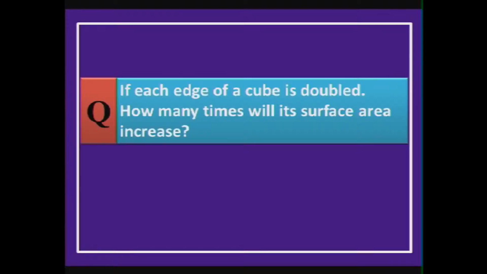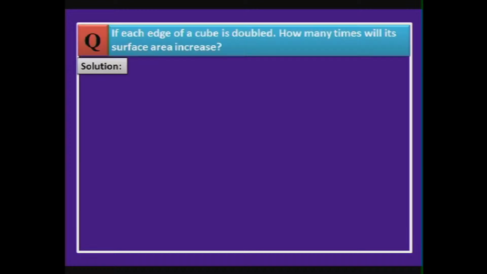If each edge of a cube is doubled, how many times will its surface area increase? Let us start with the solution, children. So, what is given here? Yes, each edge of a cube is doubled. That means, suppose I take the edge of a cube as 2 centimeters, when you double it, it will become 4. Got it children?